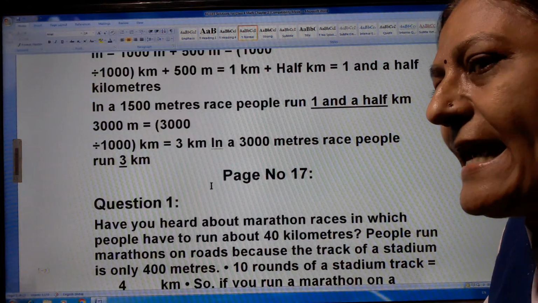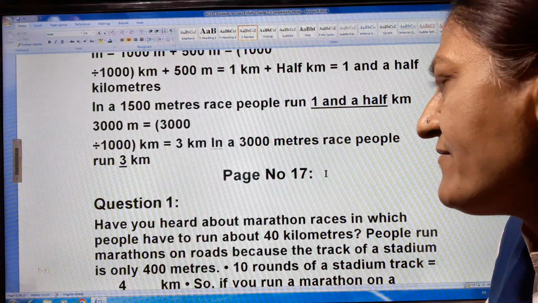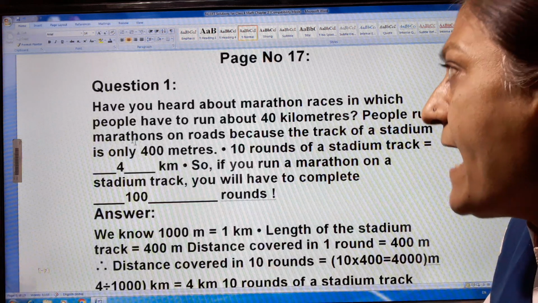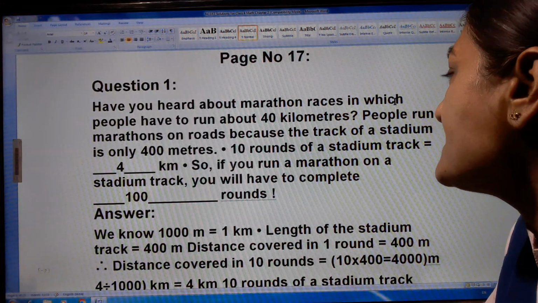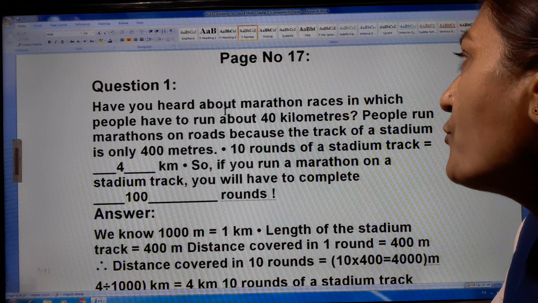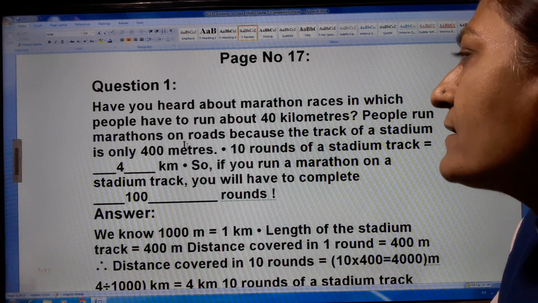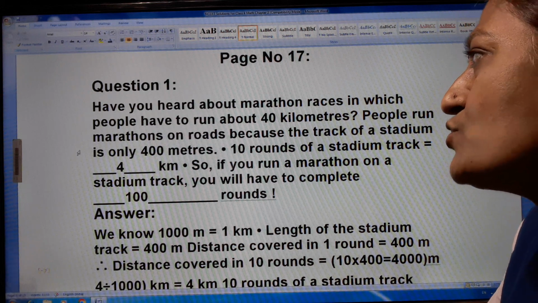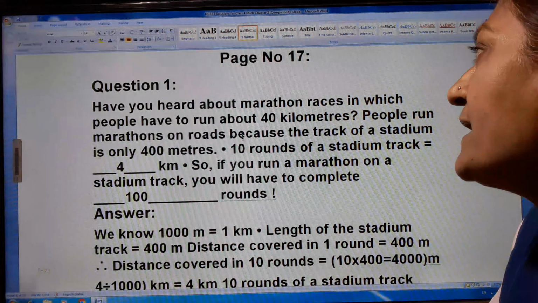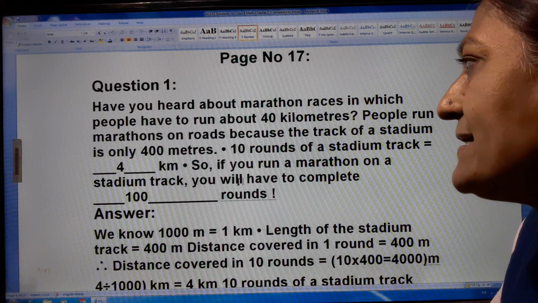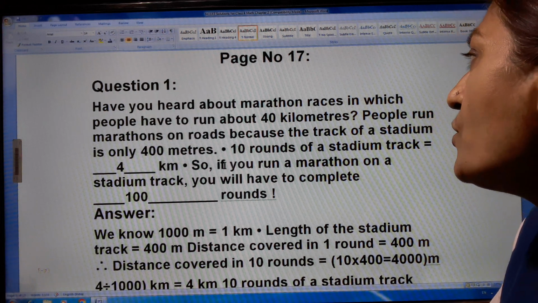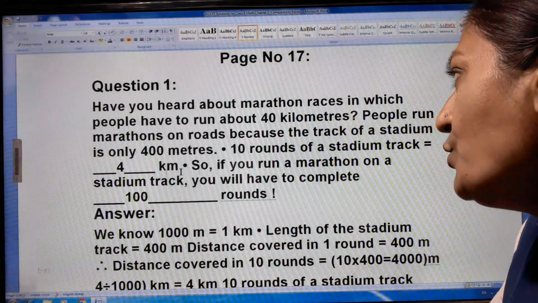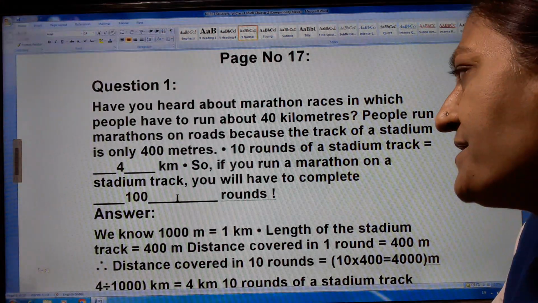Now, second race, page number 17. Second race, about the race is given. Question 1. Have you heard about marathon races in which people have to run about 40 kilometers? People run marathon on roads because the track of a stadium is only 400 meters. 10 rounds of a stadium track is equal to 4 kilometers. So, if you run in a marathon on a stadium track, you will have to complete 100 rounds.